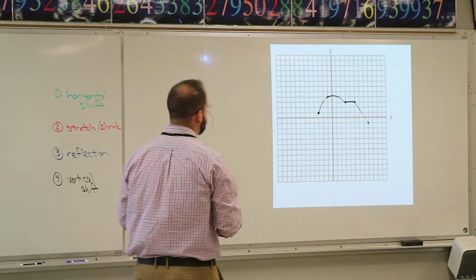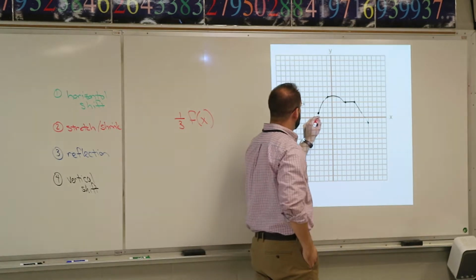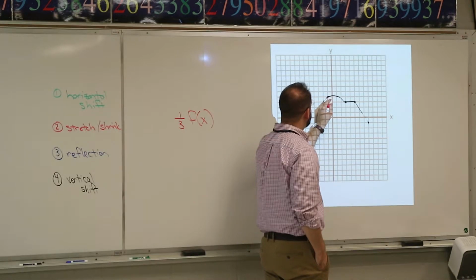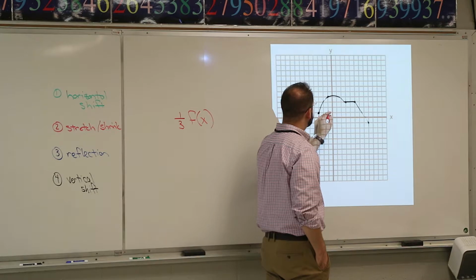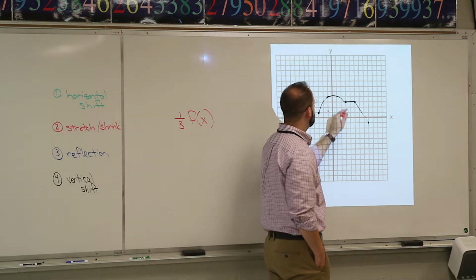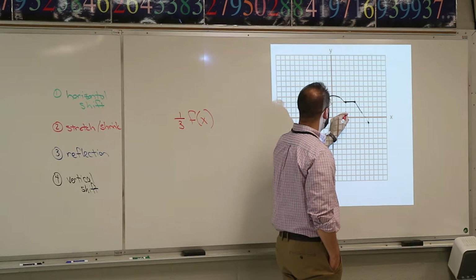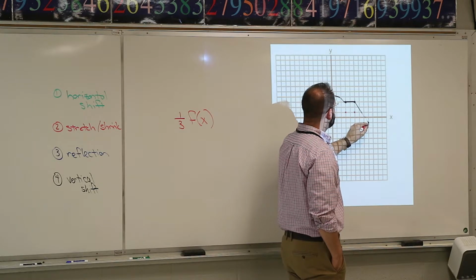But on the outside, if it's a 1/3, all the dots are exactly 1/3 as tall. So if that's at 4, it's now 4/3, because you divide every number by 3. This is at 3, I divide it by 3, I get 1. Divide by 3, I get 1. This is negative 1, I divide it by 3, I get negative 1/3.